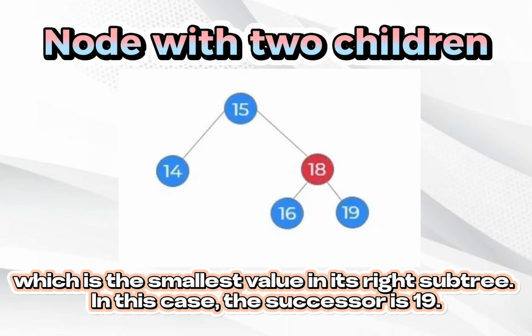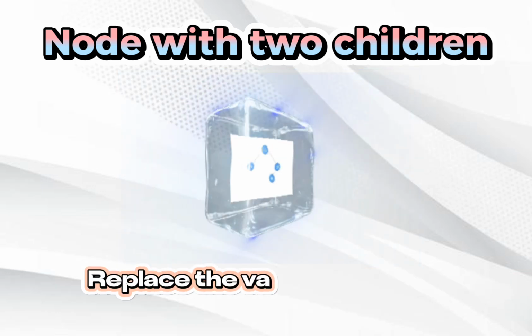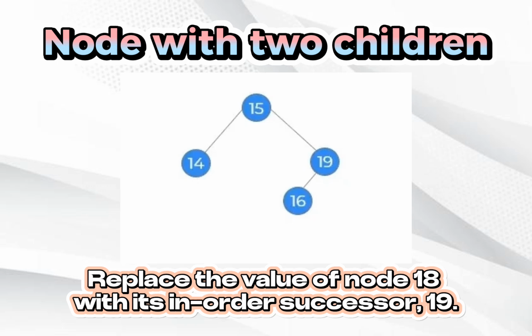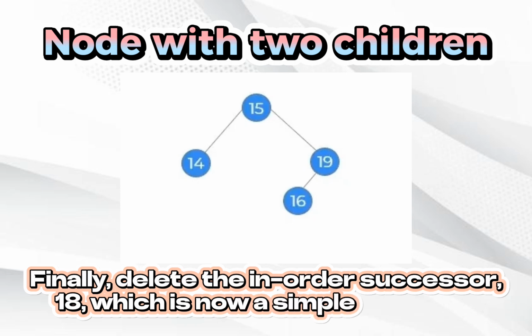In this case, the successor is 19. Replace the value of node 18 with its in-order successor 19. Finally, delete the in-order successor, which is now simply a leaf node.